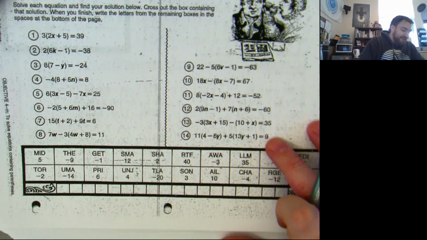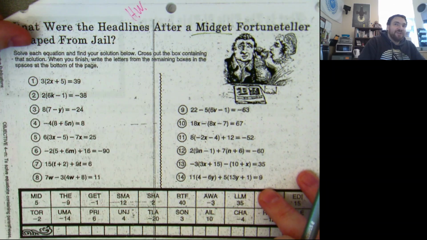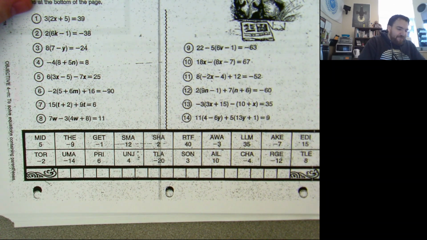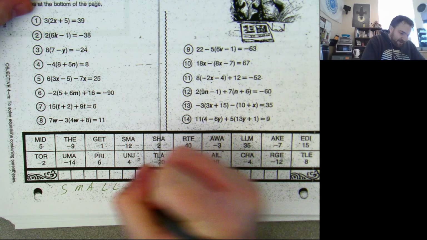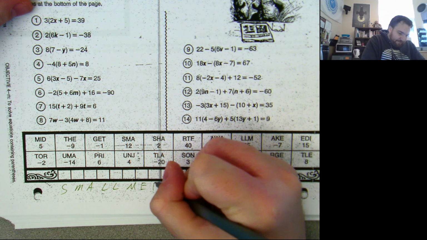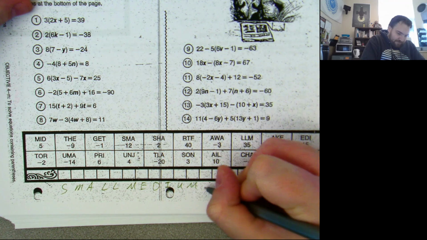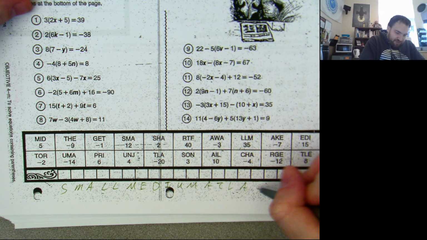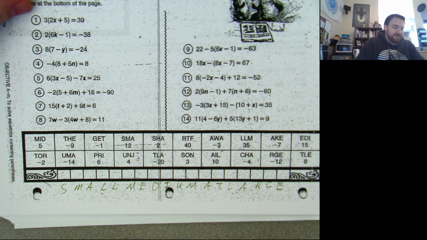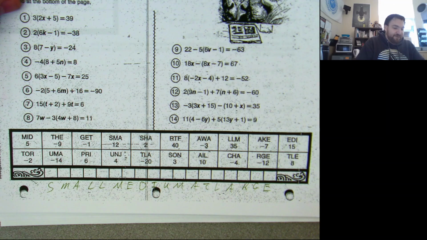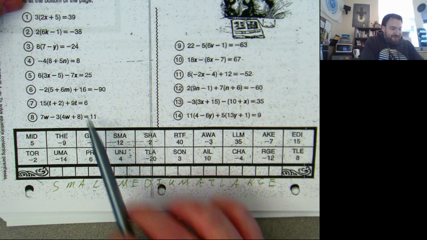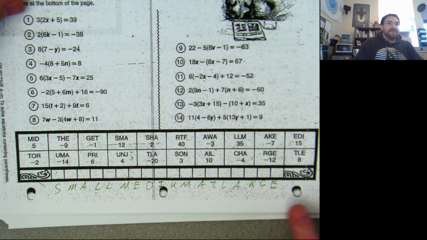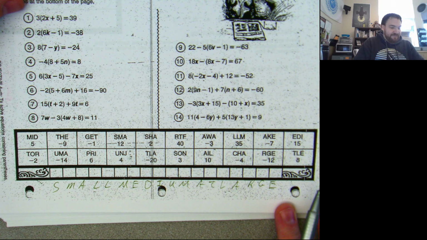Nobody? Okay. Means we didn't do our homework. Shame. The headline should be small, medium, at large. A medium is another word for a fortune teller. If someone is a little person, that means they are small. And to be escaped from jail means you are at large. There's a small, medium, at large is the pun there.